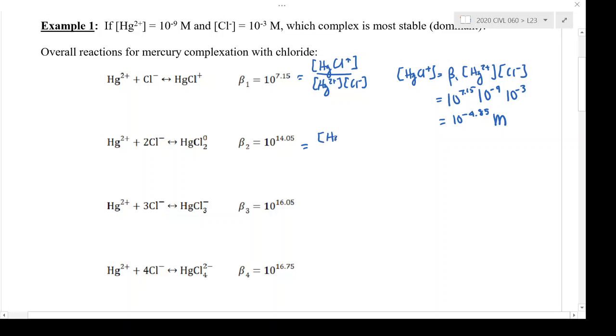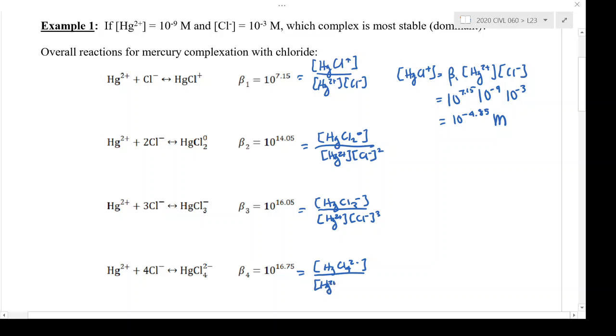For this one, the complex is HgCl2, no charge, over Hg2+ times chloride. And we're going to go ahead and do the rest of them. One of the reasons why in the previous video we derived the overall reactions is because it makes it easier computationally to deal with that set of reactions as compared with the stepwise reactions. Okay, so I've got the last one, and in each case we've got the complex over the mercury ion and then the chloride, and then don't forget the exponent that has to do with the stoichiometric constant.